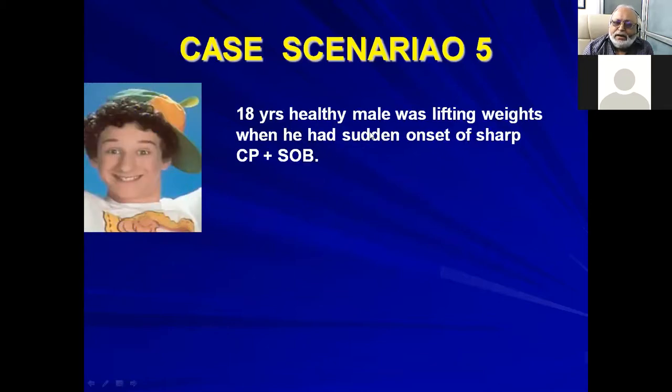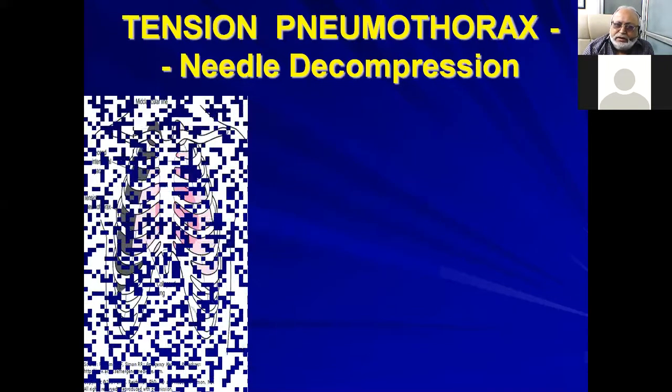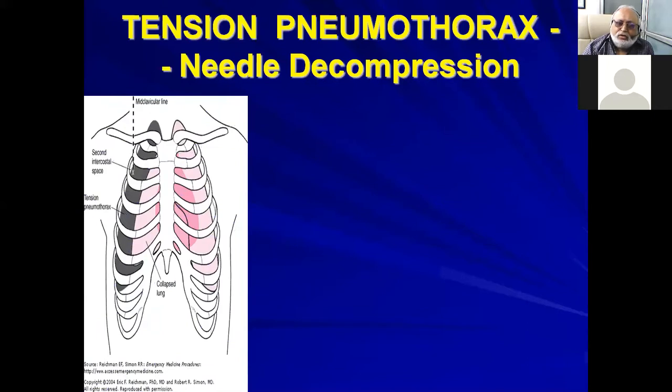An 18 year old healthy male was lifting weights when he had sudden onset of sharp chest pain and breathlessness, tachycardia, high respiratory rate, low systolic blood pressure, a low saturation of 88%, and on clinical examination, the breath sounds on the left side of the chest were decreased. So what do you do first? What do you think this is? This is a tension pneumothorax, and this is what is happening.